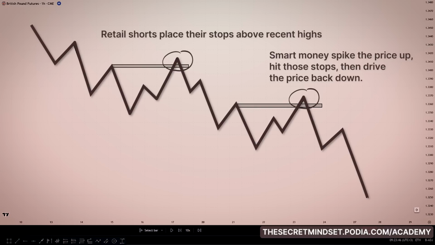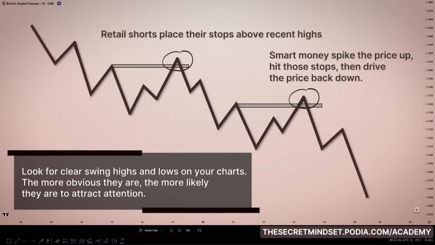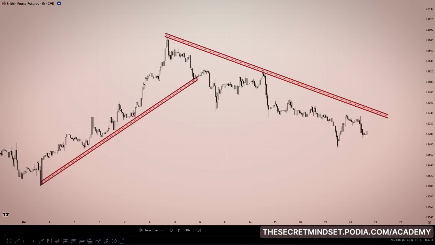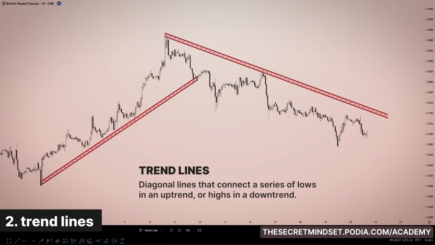To spot these zones, look for clear swing highs and lows. The more obvious they are, the more likely they are to attract attention. Trend lines are another favorite tool of traders. The diagonal lines that connect a series of lows in an uptrend or highs in a downtrend. They're simple to draw and easy to understand, which is why so many traders rely on them.